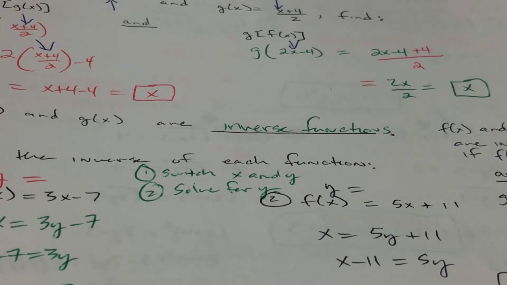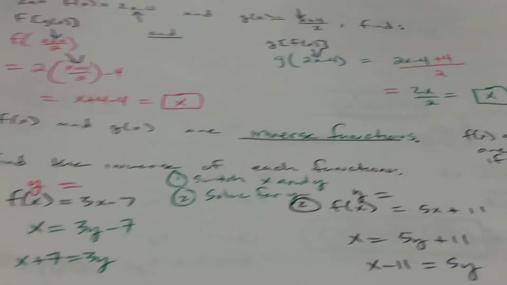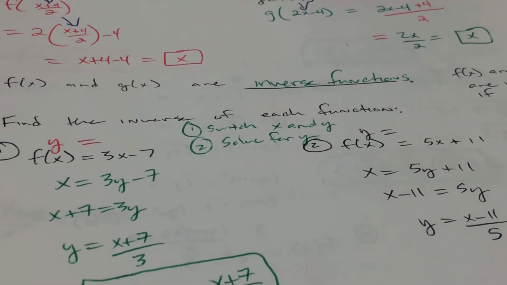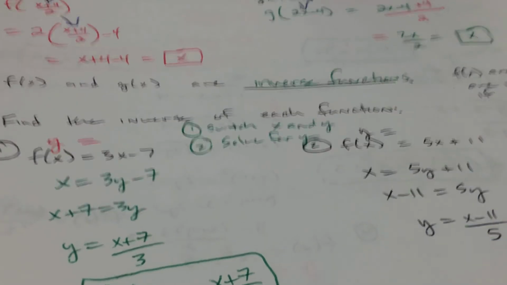All right, so as you guys learned in geometry last year, when you reflect points across the line y equals x, that's what you did. You made a reflection across the line y equals x, and that's what inverse functions do. They are reflections across the line y equals x. That's what we saw on Desmos in class.